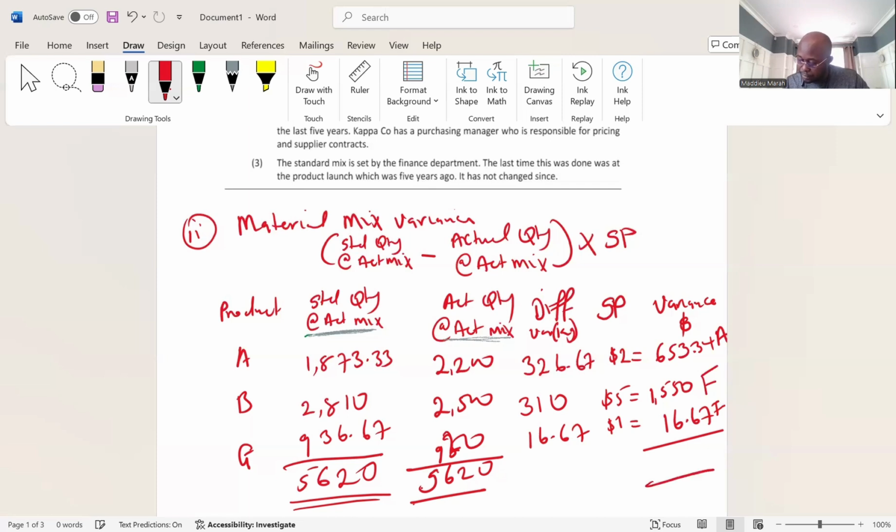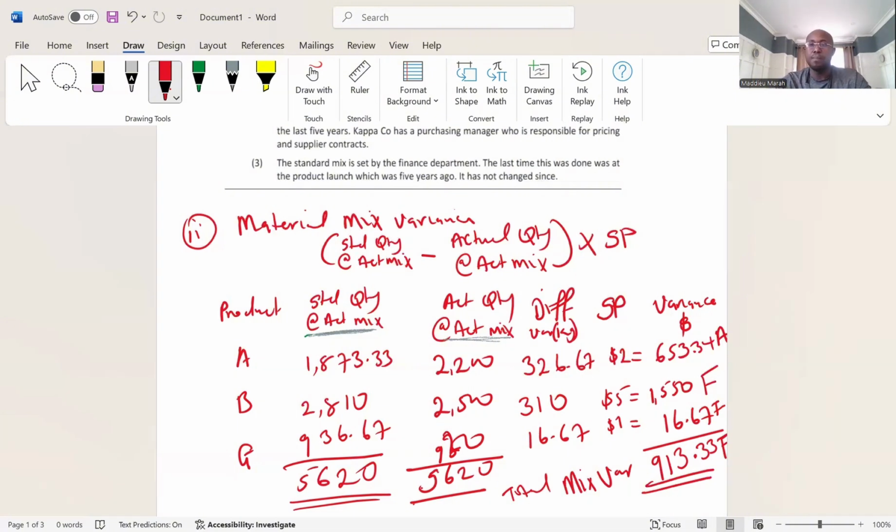So what's my total variance here? My total variance is going to be this at 1550, minus 653.34, plus 16.67. So my variance here is going to be 913.33, and this is favorable, F. So this is my total mix variance. This is the second part of the question. My total mix variance is 913.33 favorable.